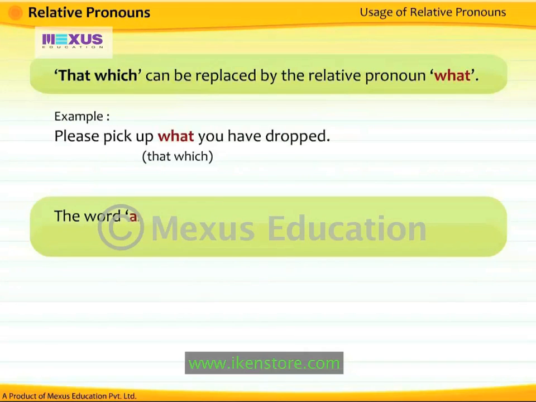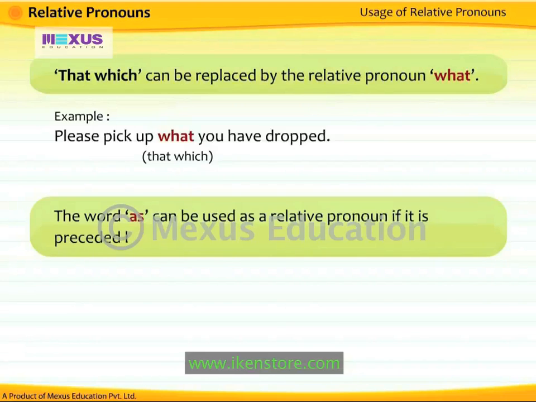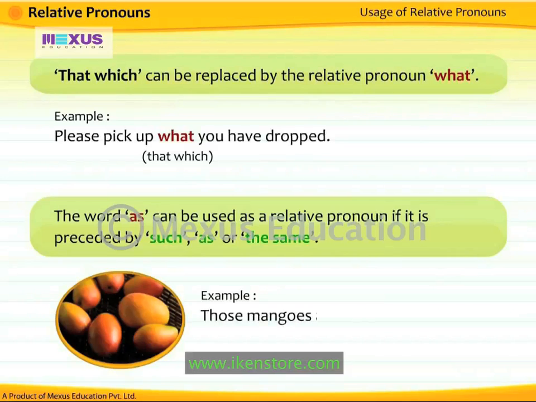The word as can be used as a relative pronoun if it is preceded by such, as, or the same. Those mangoes are not such as I bought yesterday. The relative pronoun as follows the word such.